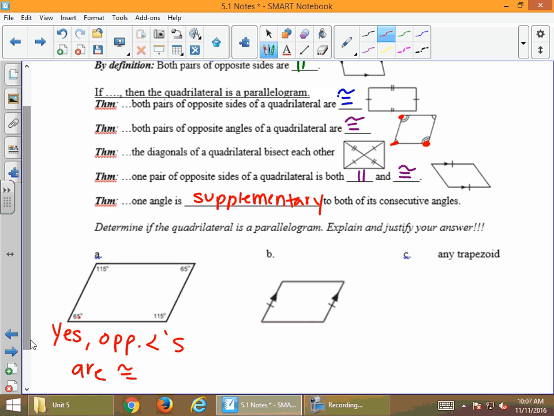Is B a parallelogram? Why? Yeah, how do you know they were parallel? Yeah, the arrows. Good. How do you know they were congruent? The tick marks. Oh, yes. Because of this guy right here, this theorem. One set of opposite sides are parallel and congruent.